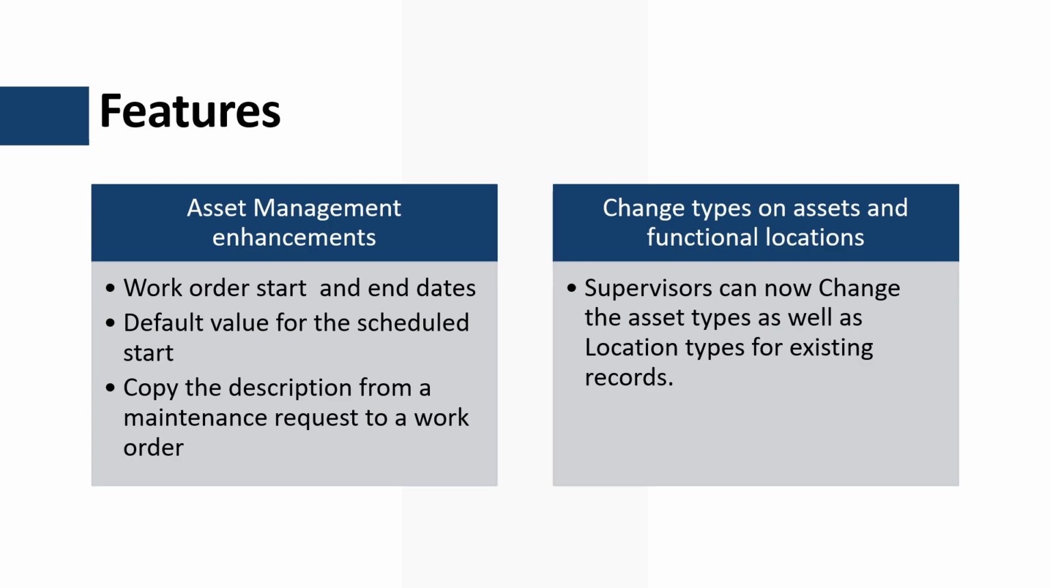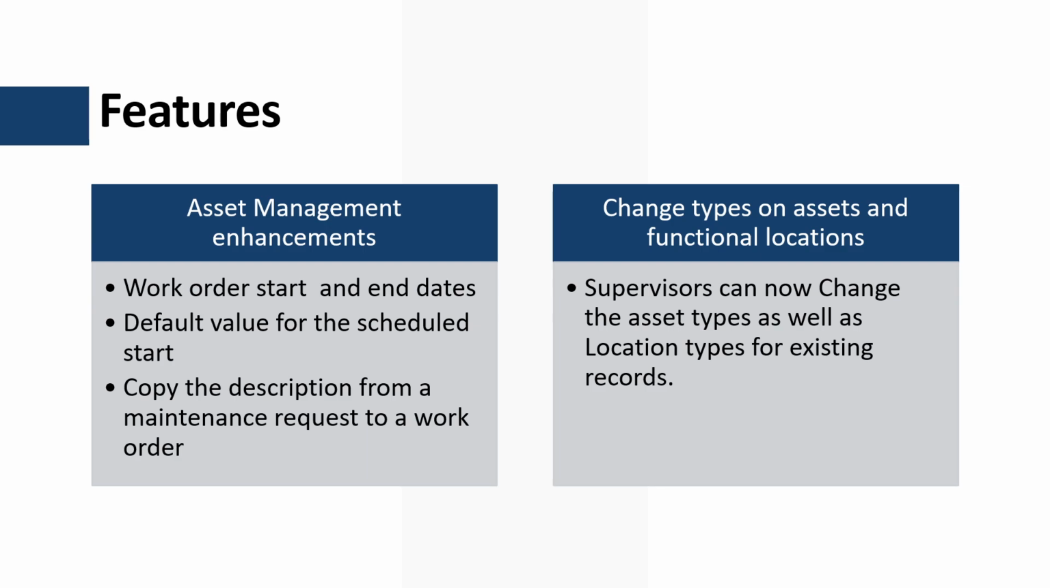The second point is how to default the value for the scheduled start. So you can select between two options. The first one, expected start date from the work order header, or scheduled start date from the work order line. The third point is a new option that is used to copy the description from the maintenance work to the work order. The second feature is called change types on assets and functional locations, and it's self-explanatory.